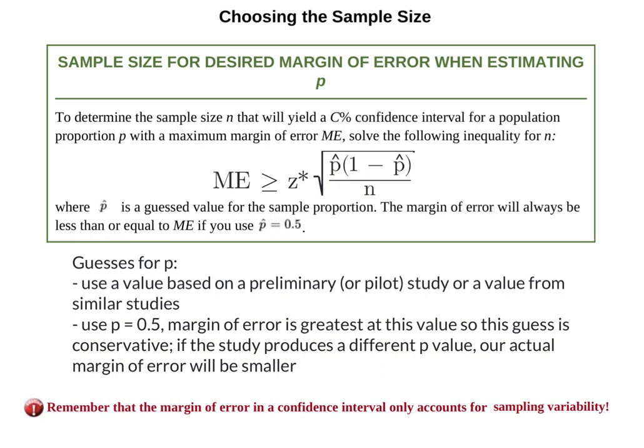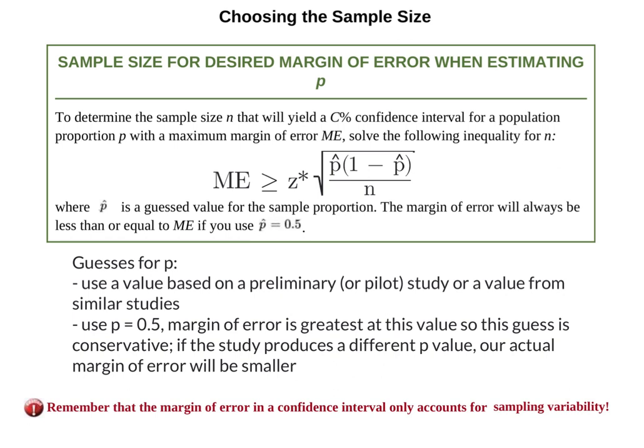So, two thoughts when you are guessing for your p hat value here and here. You can either use a value based on a preliminary or pilot study, or a value from similar studies, because, you know, nobody has an original thought anymore. Pretty sure there is a similar, if not identical, study out there that you might adopt a p-value from. Or you can always use 0.5, as we stated up here.